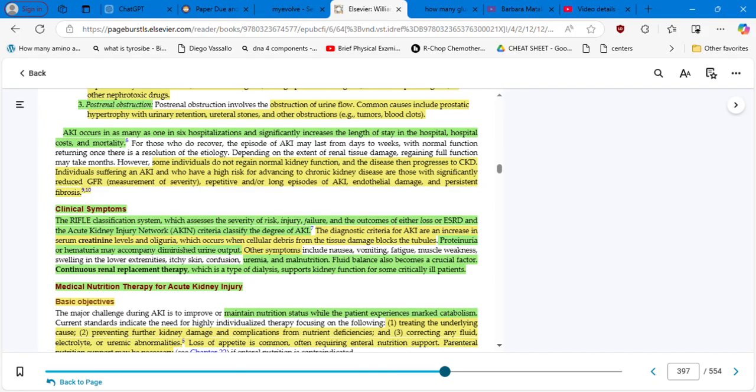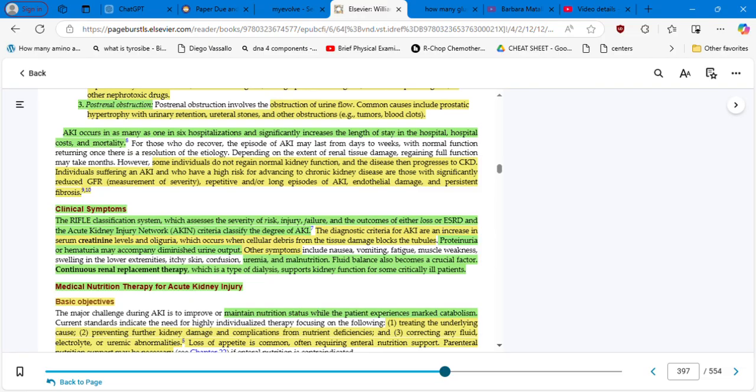Some individuals do not regain normal kidney function, and the disease then progresses to chronic kidney disease, from acute to chronic. Individuals with AKI who have a high risk for developing chronic kidney disease are those with reduced GFR, repetitive or long episodes of acute kidney injury, endothelial damage, we are talking about the circulatory system right now, and persistent fibrosis.